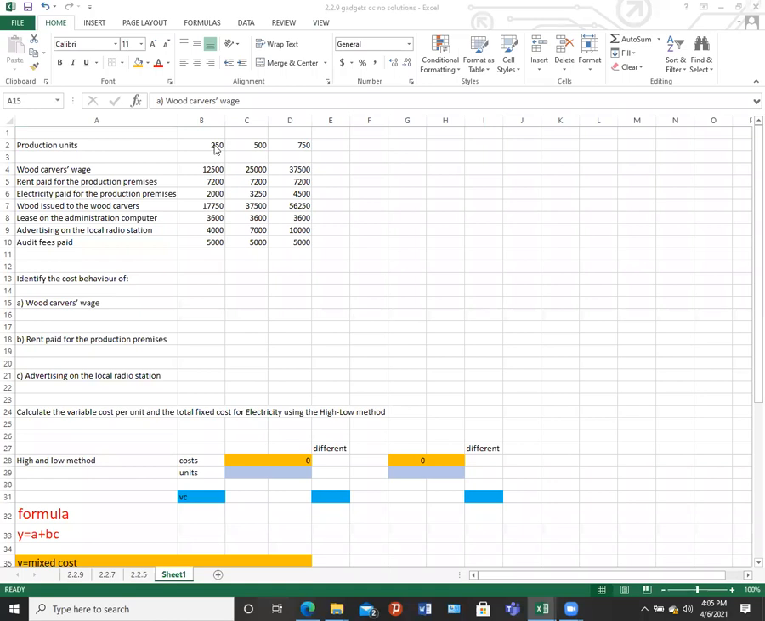Okay, guys. The cost behavior means you're going to identify whether the wage cave is a variable cost or a fixed cost or mixed cost, guys. Since we have different amounts here, guys, we are going to do calculation, guys.